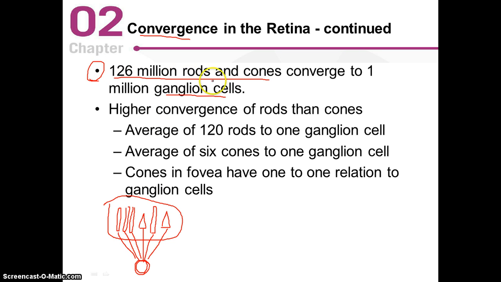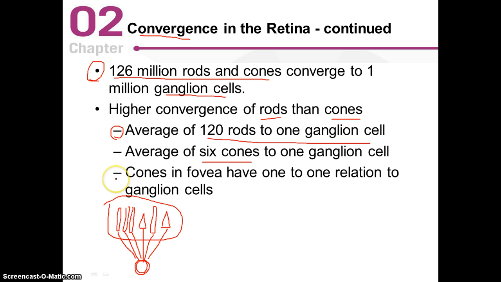About 126 million rods and cones converge onto just 1 million ganglion cells. And here we get to another difference between the rods and cones, in that there's a lot more convergence for rods than there is for cones. On average, about 120 rods converge onto a single ganglion cell, whereas for cones, only about 6 cones converge onto a single ganglion cell. So there's greater convergence onto ganglion cells for rods than for cones.